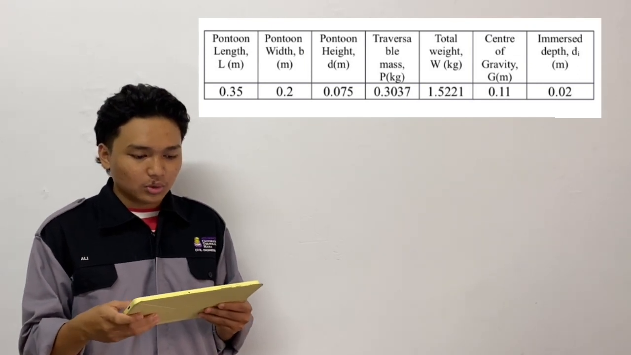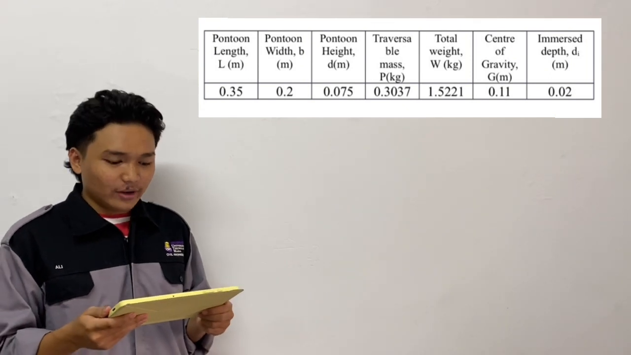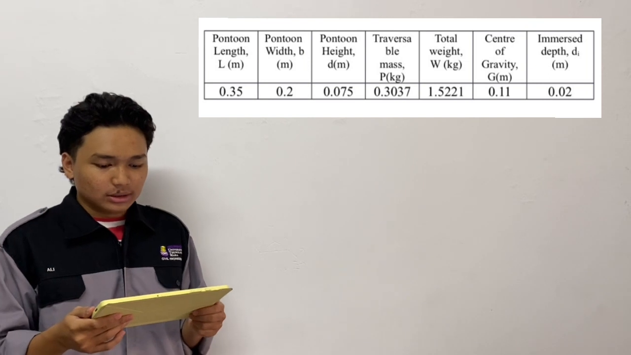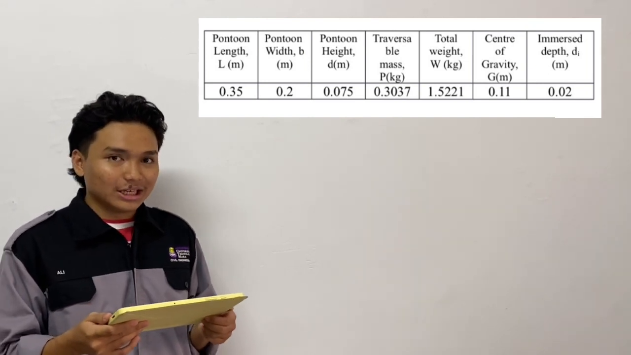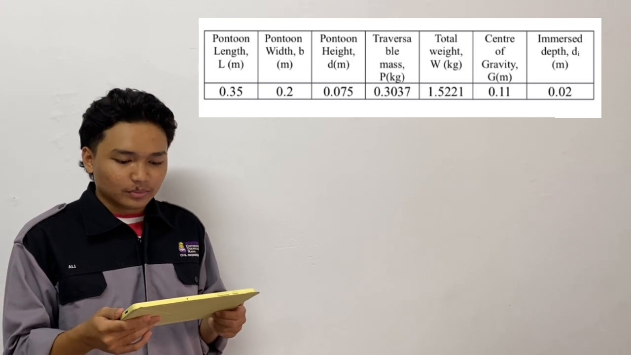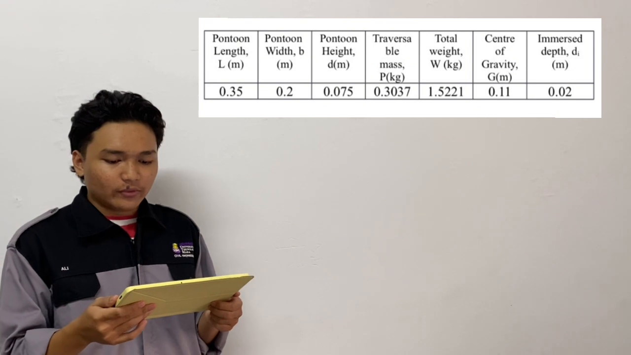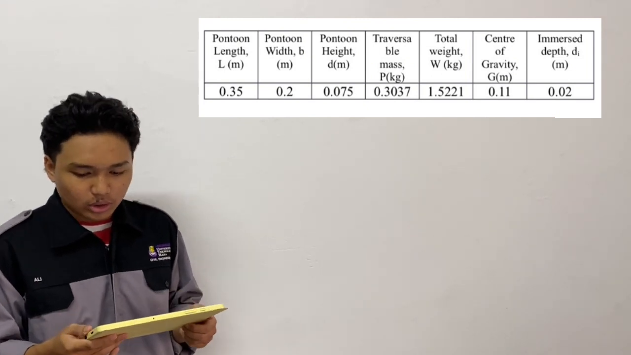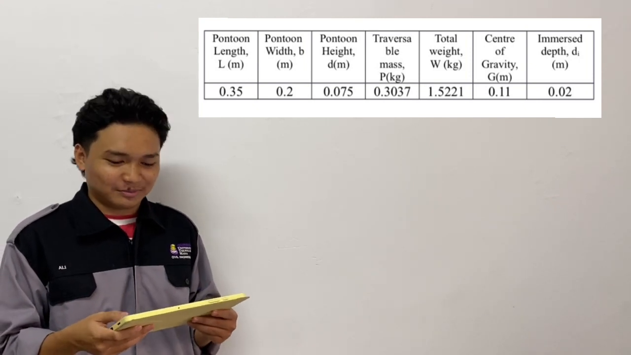So for the pontoon length, we get 0.35. For the pontoon width 0.2. Pontoon height 0.075. Traversable mass 0.3037. Total weight 1.521. For the center of gravity G 0.11. For the immersed depth DI 0.02.